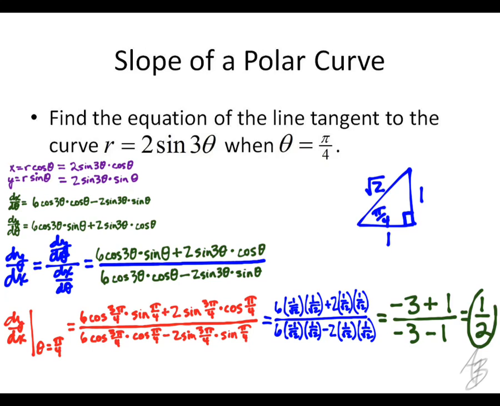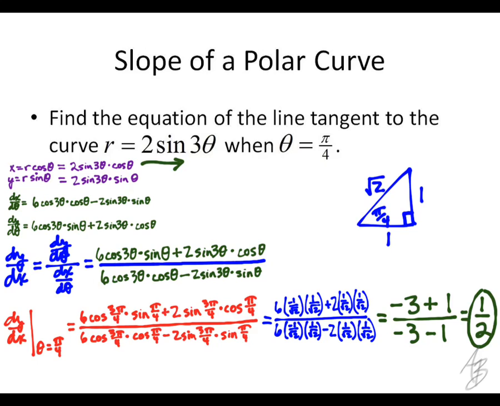I'm not going to put a box around it because that's not our final answer. We want to find the equation of the tangent line, so we've got the slope of that equation. We still want to find what? We need a point. So how do we find a point? If we plug in pi over 4 here for theta, then we're going to get our x and our y value for the point that we need.